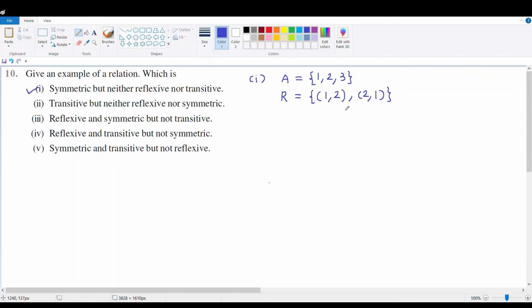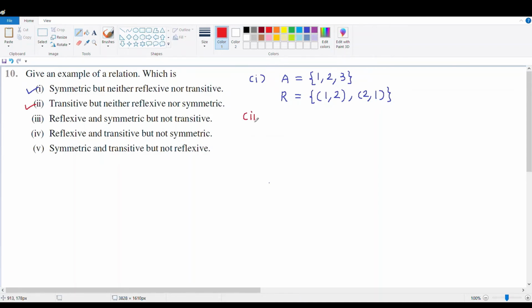But it doesn't have (1, 1), (2, 2) or (3, 3), so it is not reflexive. And (1, 2) is there, (2, 1) is there, with 2 in common, so we must have (1, 1) for it to be transitive. We don't have (1, 1), so it is not transitive either. So this is the example for that question 1.